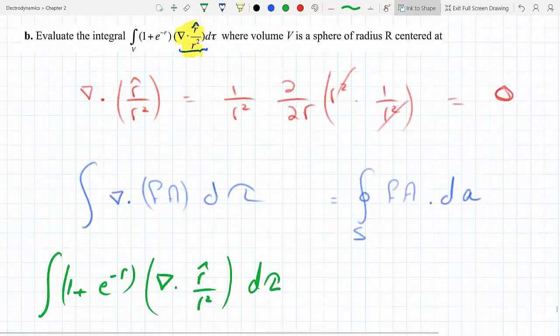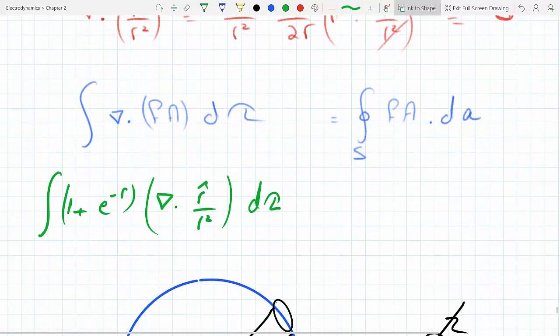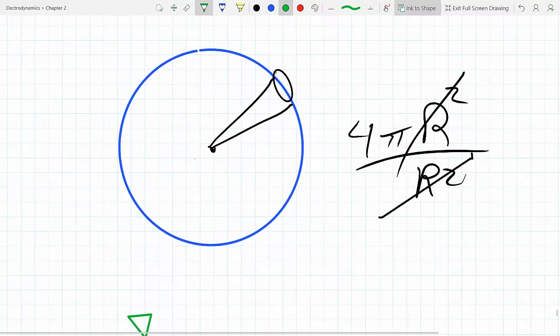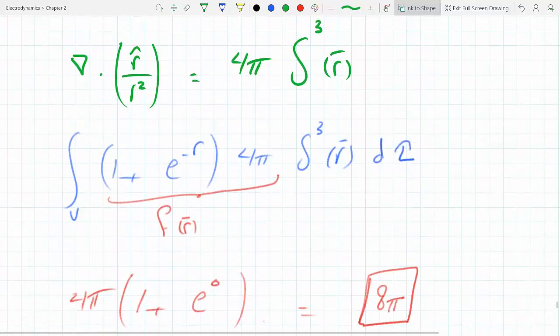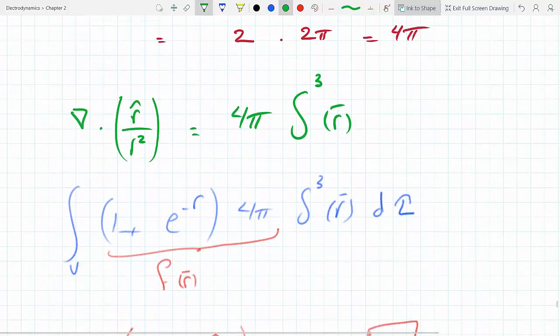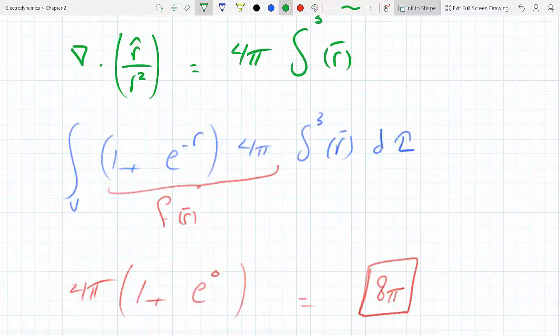So back to the question. All I did then was replace this with what we just got: 4 pi delta function of r. And then from here on it's simple.